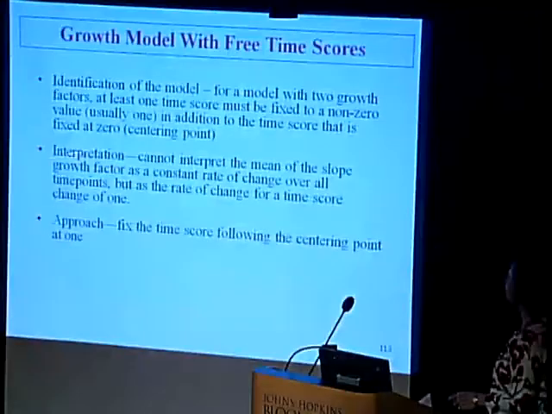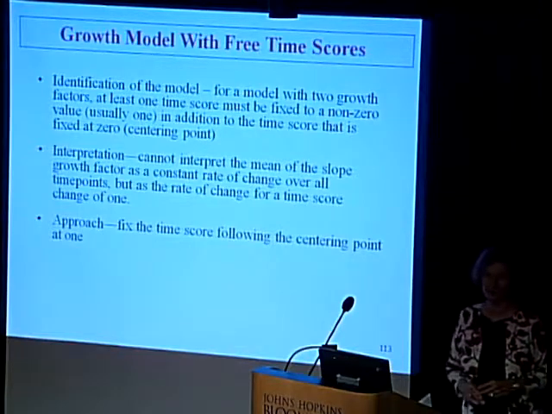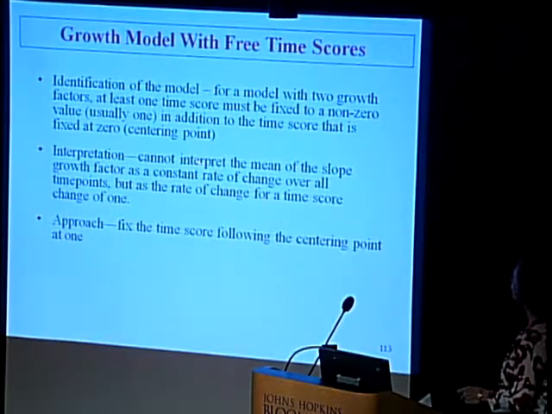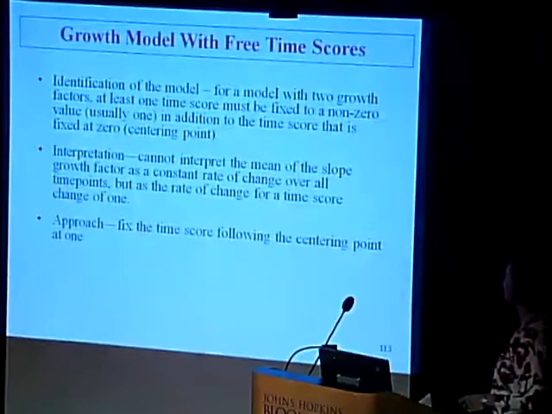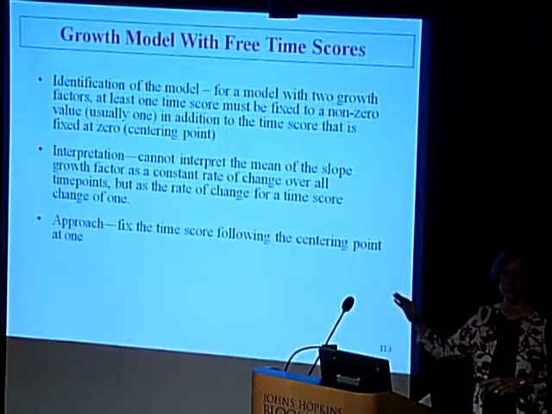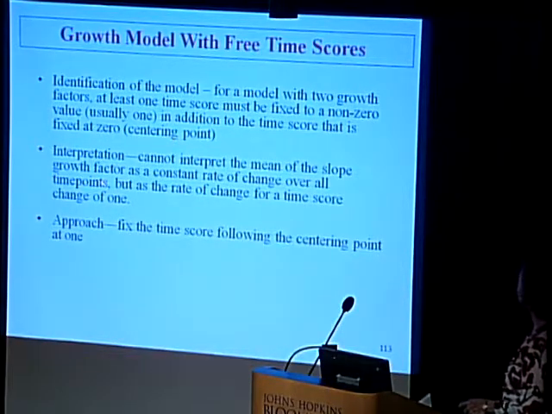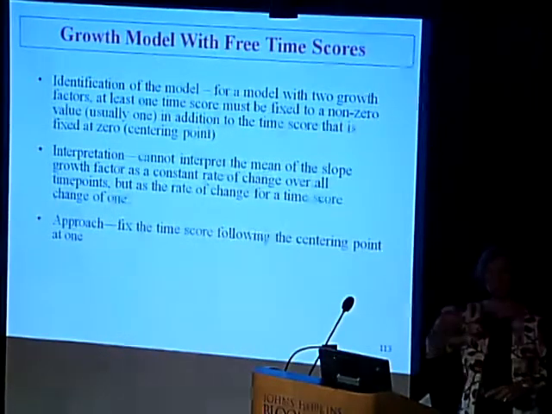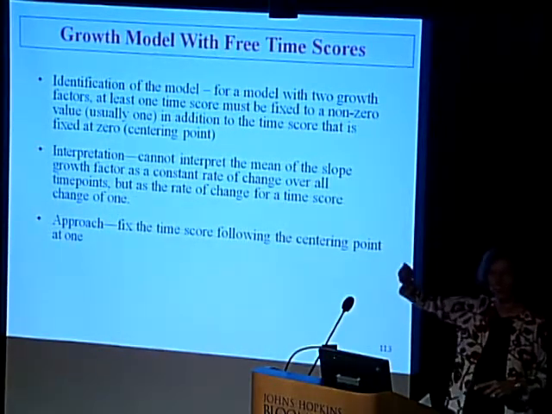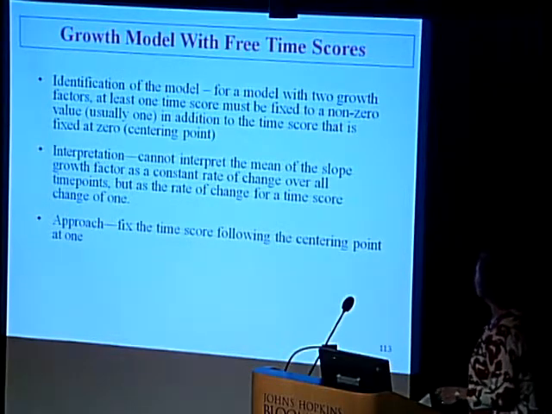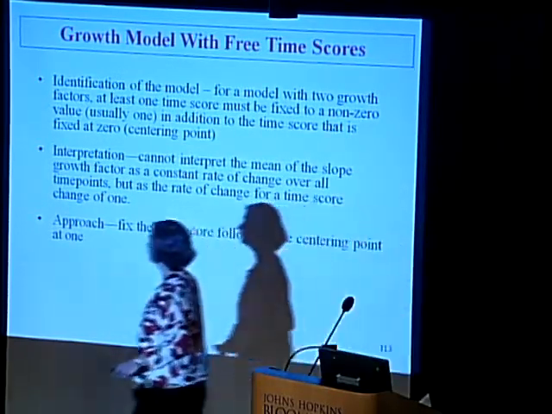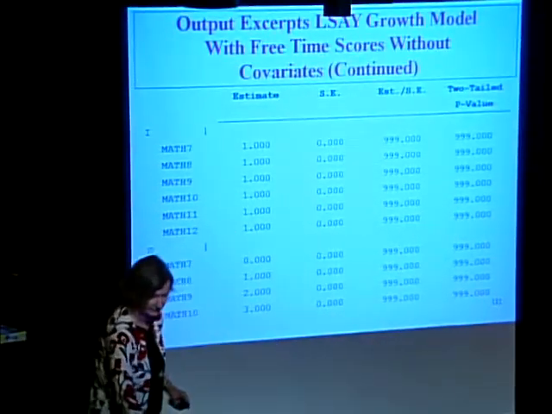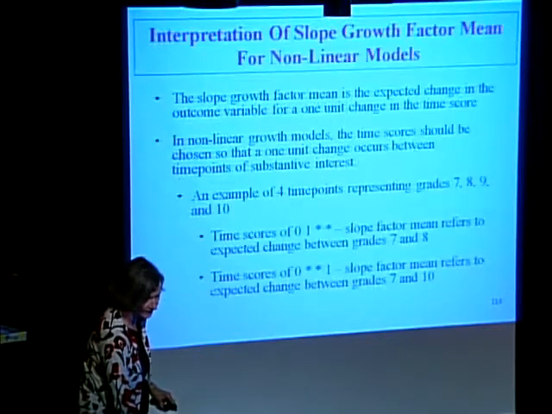And this changes the interpretation of the slope growth factor. We can't interpret the mean of the slope as a constant rate of change over all the time points anymore. We can only do that as the rate of change for a time score of 1, so from 0 to 1, 1 to 2, but not 2 to an estimated time score. Usually we fix the time score following the centering point at 1, but that doesn't have to be done. And I will show you an example of that here.